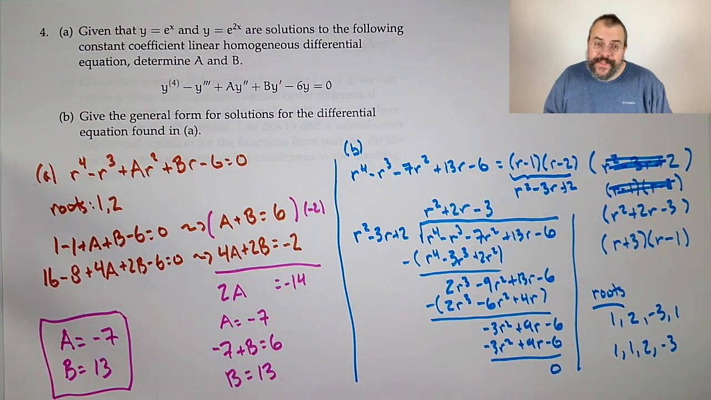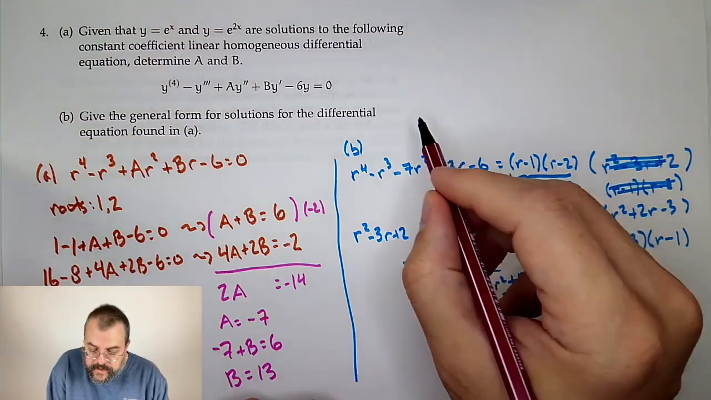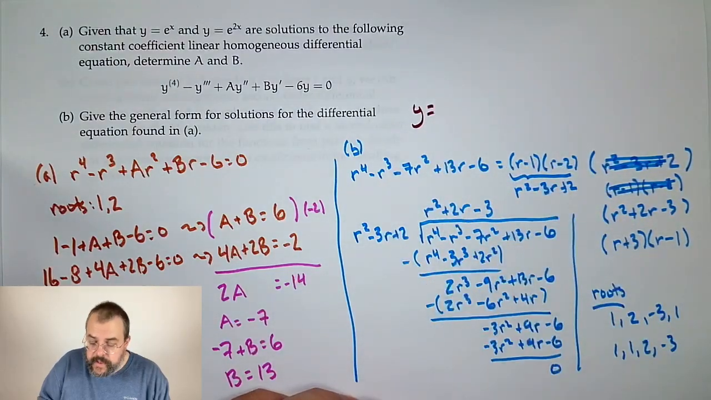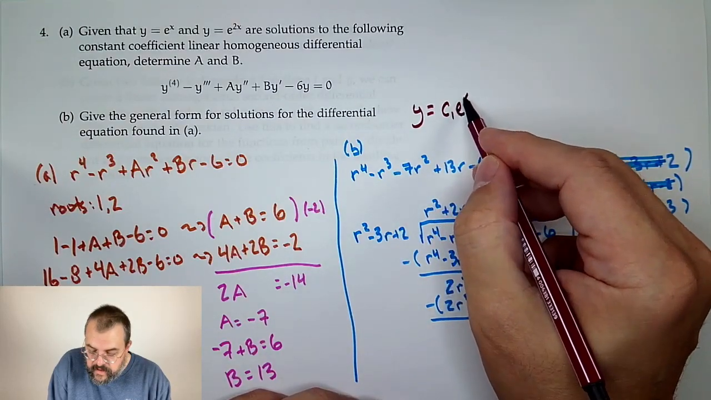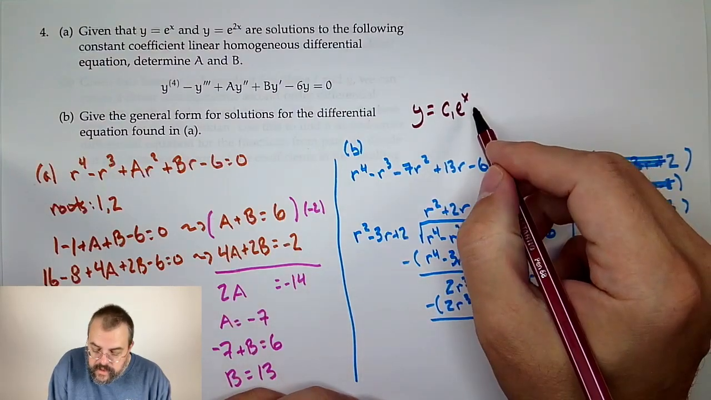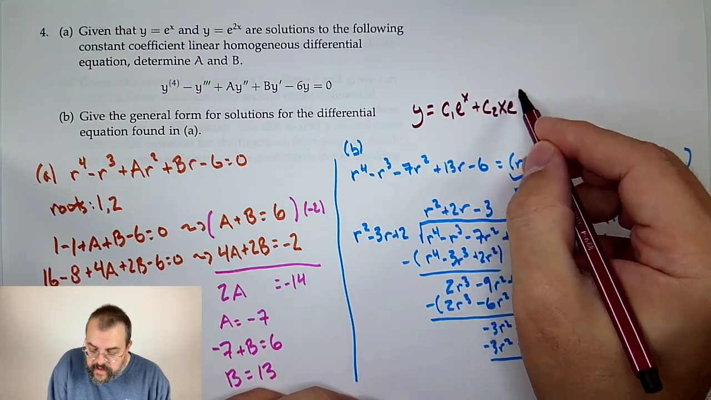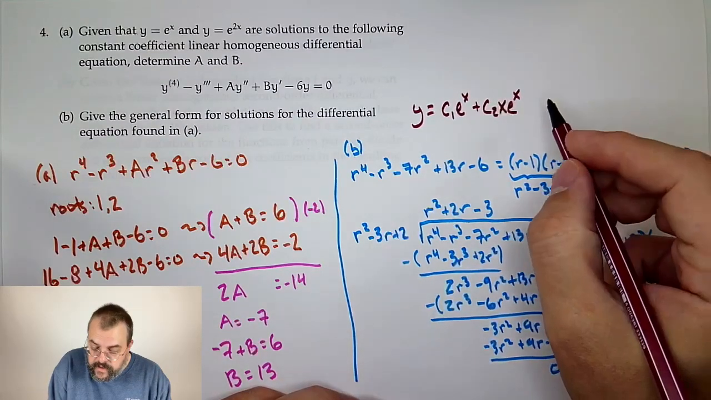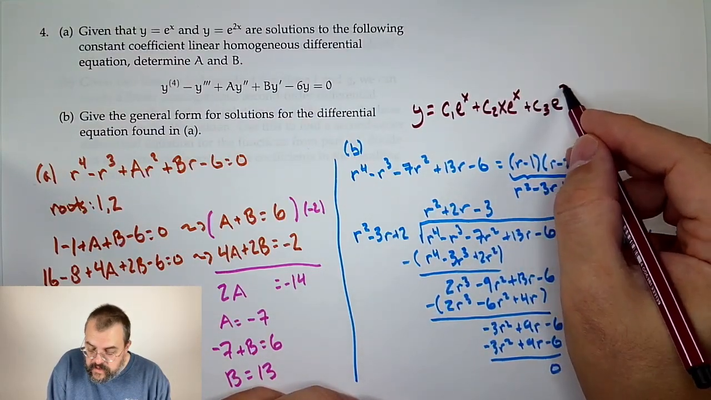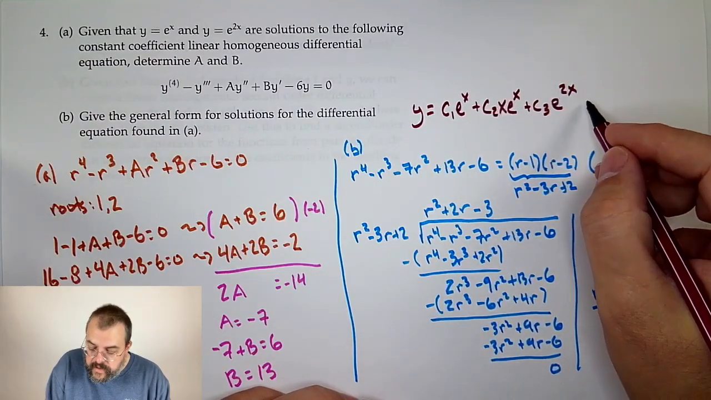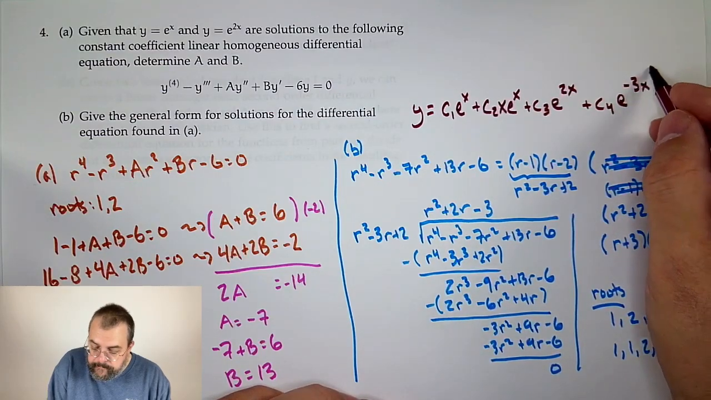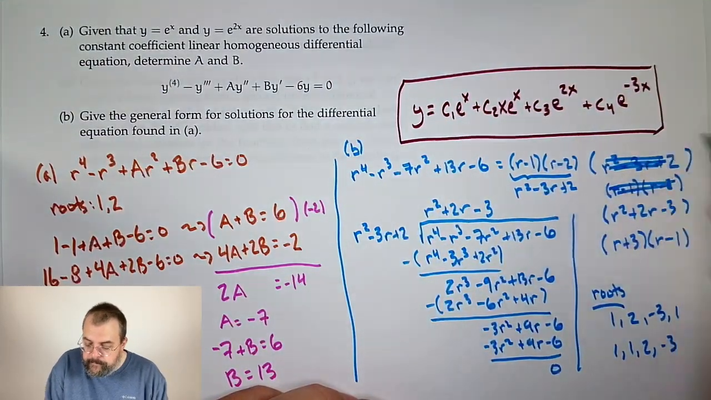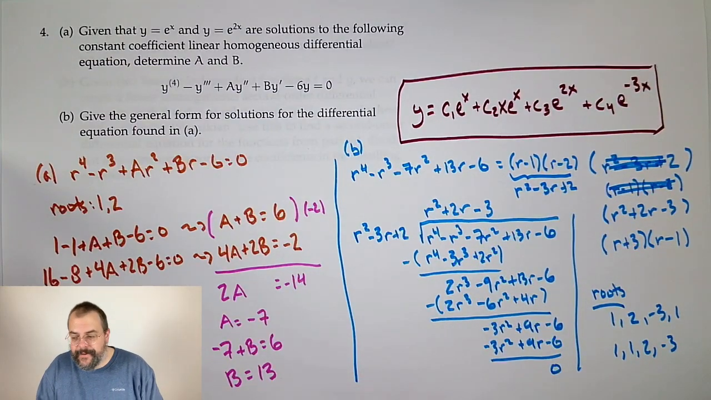And once you know the roots, you can write the general form, and so here you go. So our general form, well, that would be e to the x. So we'll have some constant, e to the x. Then we have e to the x again, so we need to bump it up. Some constant x e to the x. Then we have the 2, so plus some constant e to the 2x. Then we have the minus 3, so plus some constant e to the minus 3x. And that's it.